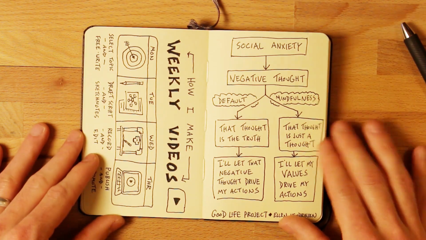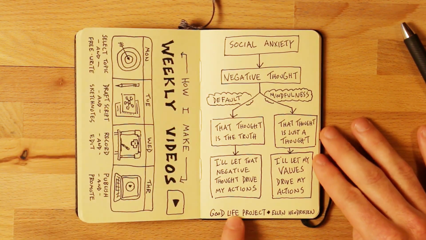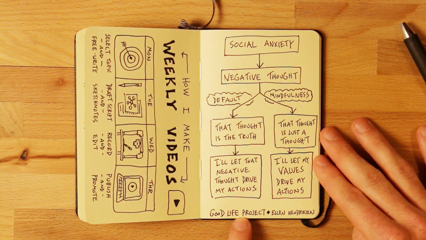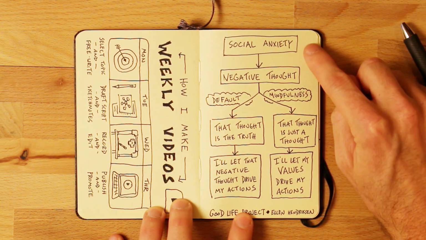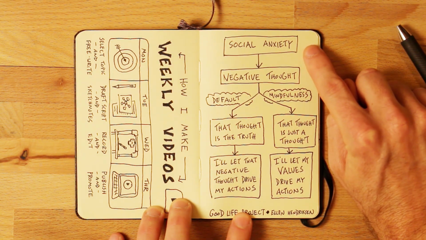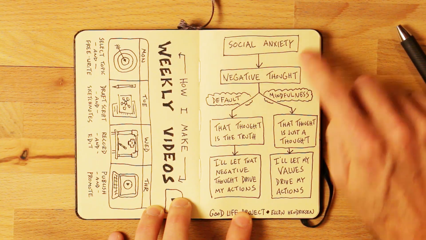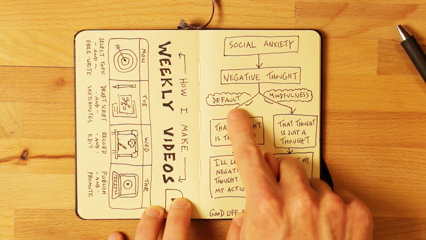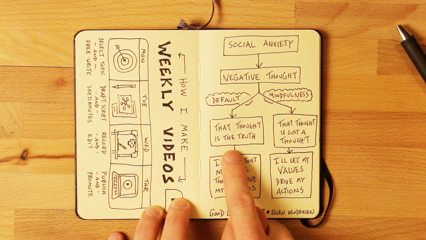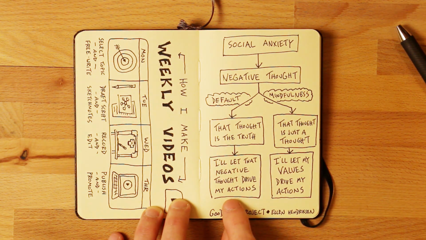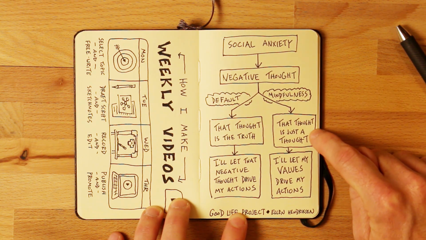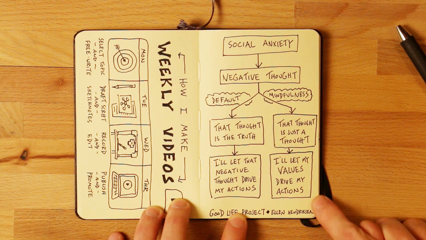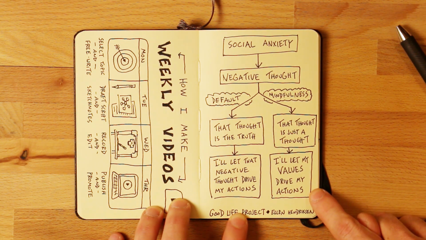Here is another idea from someone else, this from Good Life Project, a podcast that I enjoy, about what's going on internally with someone who experiences social anxiety, which does happen for me sometimes. How you have this negative thought and the default is to just believe that thought outright and then let that negative thought drive your actions from there. But then the power of mindfulness, being aware that that thought is just a thought, you don't have to believe it, and you can let your values drive your actions instead.